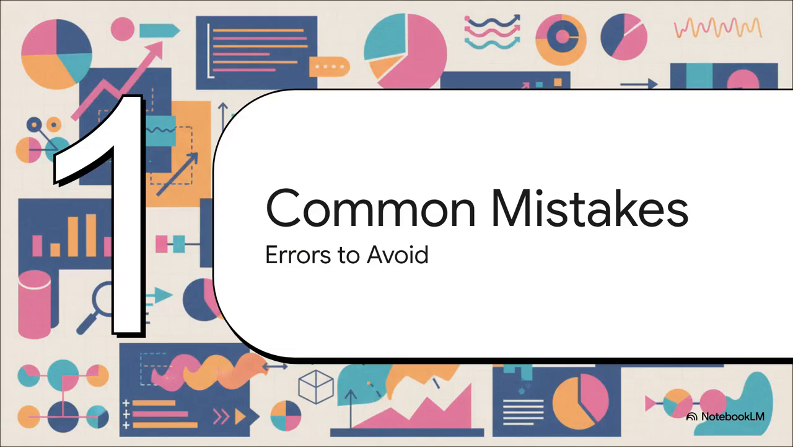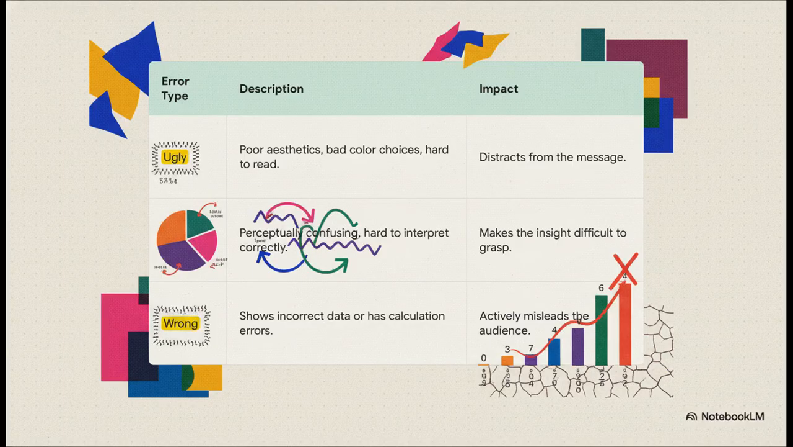Right, so knowing what makes a good design is one thing, but you also have to know how to spot a bad one. Let's break down the most common mistakes you're likely to see so you can steer clear of them in your own work. You can pretty much sort these errors into three main categories. First, you've got ugly figures. These just have bad aesthetics. Clashing colors, tiny fonts, you can't read the text. They might be technically correct, but they just distract from the point.